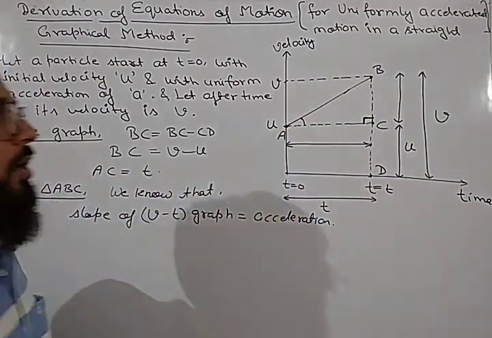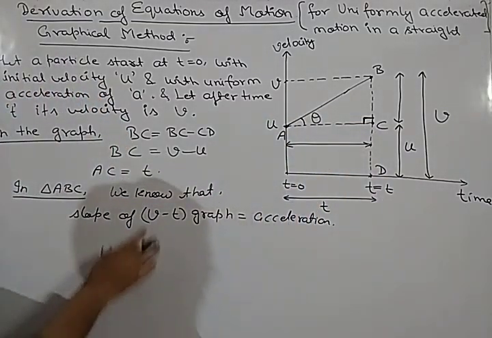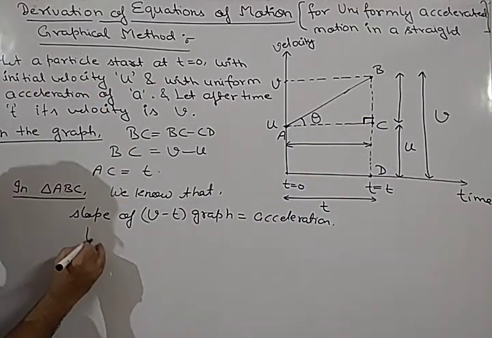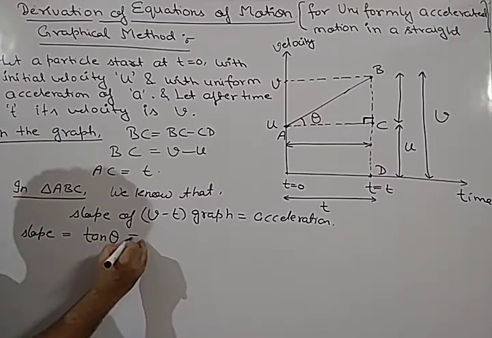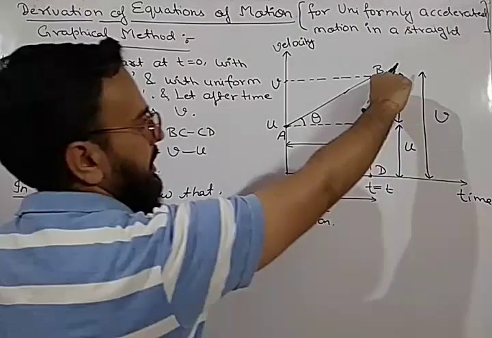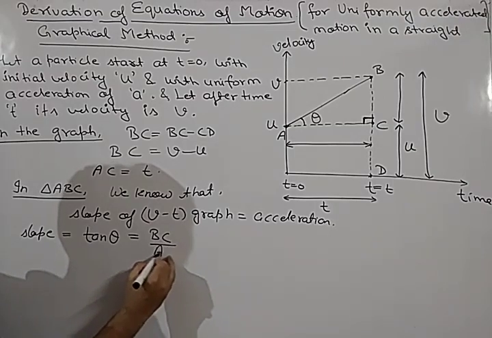We know that slope of velocity time graph is equal to acceleration. And what is the formula of slope? If we consider this angle as theta, then what will be the slope? We know that slope is given by tan theta. Slope is equal to tan theta. And what is tan theta? Tan theta is perpendicular upon base. So what is perpendicular? BC upon base is AC.